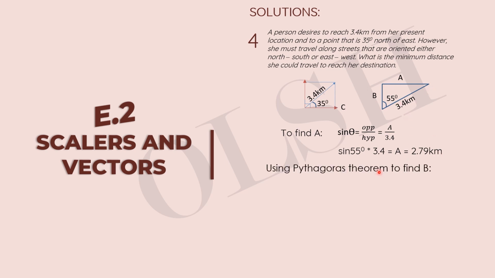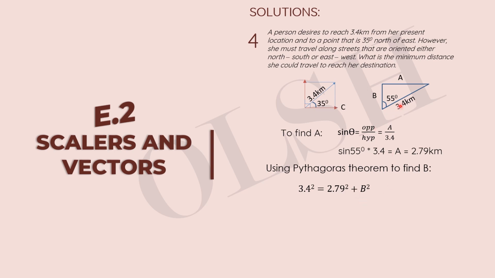We now want to find B. We can find B by, of course, using the Pythagoras theorem. We can also find B by finding tan theta. Okay, tan theta is opposite over adjacent. Of course, these are opposite and these are adjacent. If we do that, we'll get the same answer. But let's use Pythagoras theorem to find B.